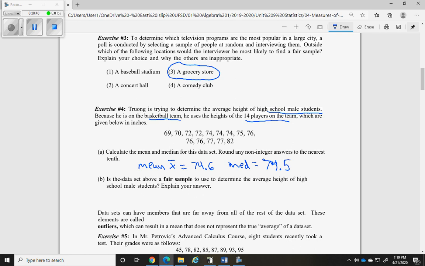So is the set of data fair? I would say no, because of what I said before. Basketball players tend to be on the taller side. And if you're trying to find the average height of just a high school student, you don't go to the basketball team.